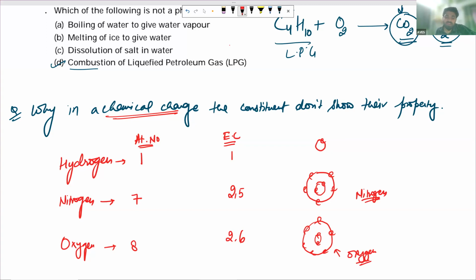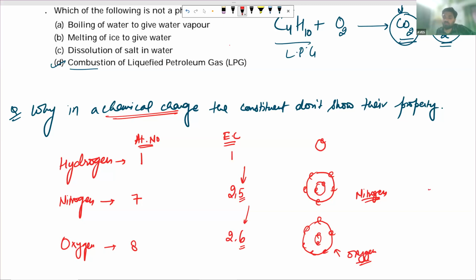Just because of a 1 electron difference in the atom, they have entirely different chemical properties. Okay, understood? Just because of the electron difference: here it is 5, here it is 6. A 1 electron difference between the atoms of oxygen and nitrogen makes them entirely different.